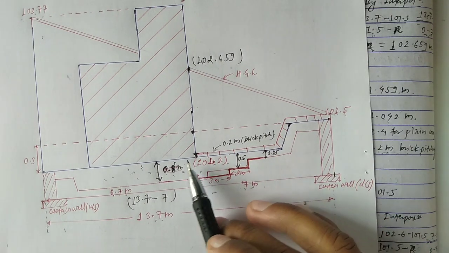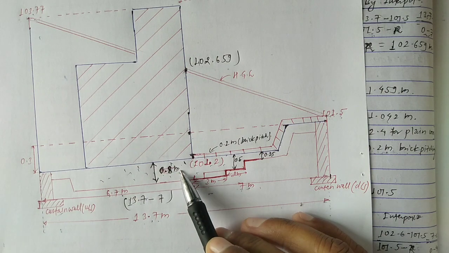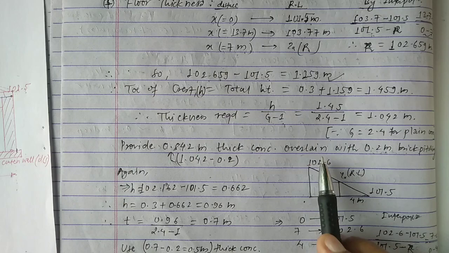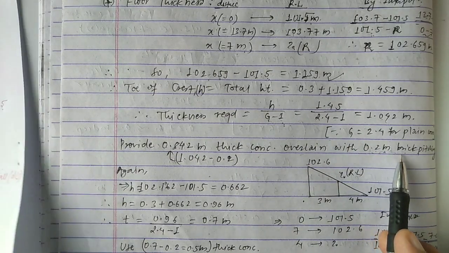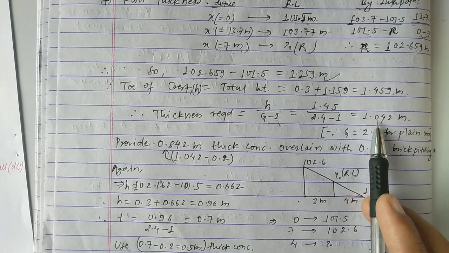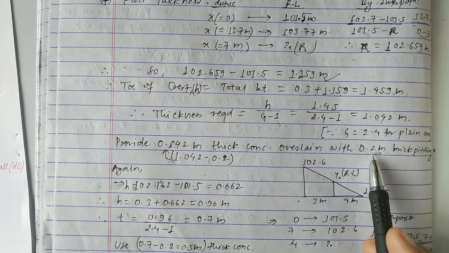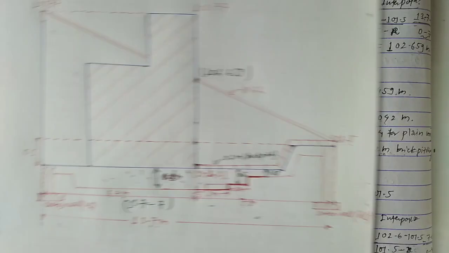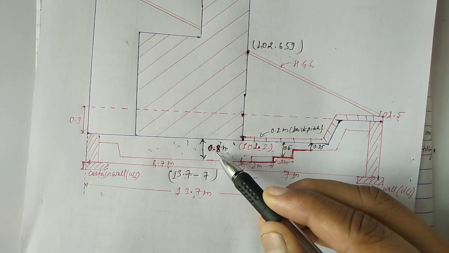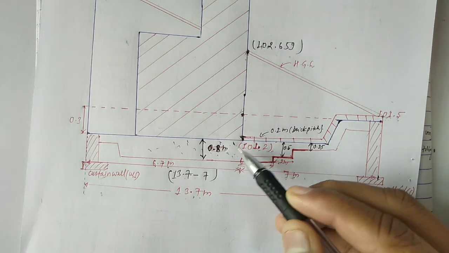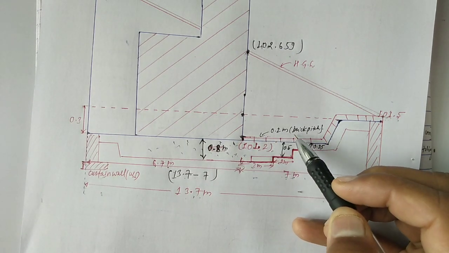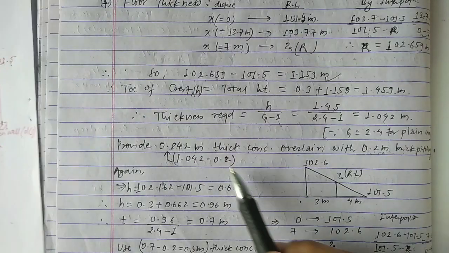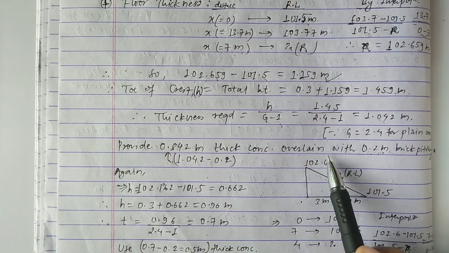Then the remaining portion, that is this portion, 0.8 meter. We have to subtract this brick pitching from this total thickness. So 1.042 minus 0.2, then we get this 0.8 meter thickness of concrete. This is the concrete and this is brick pitching. So we have to provide 0.8 meter thickness of concrete.